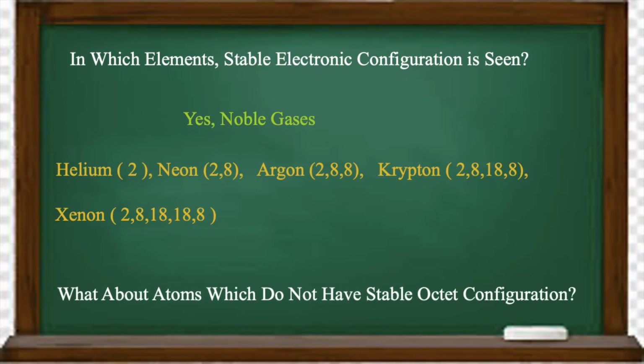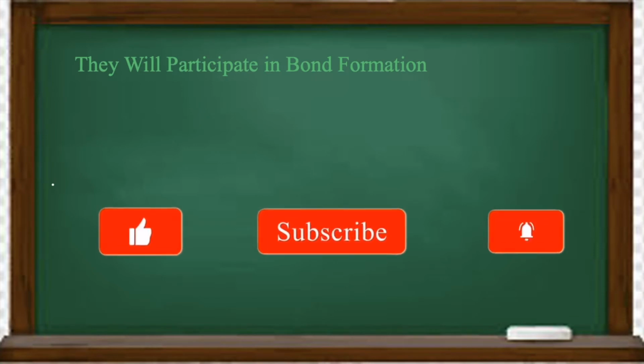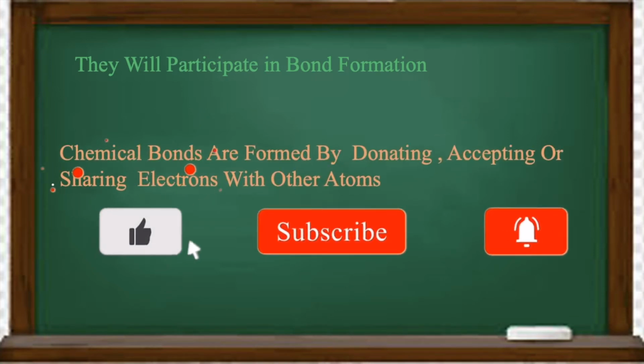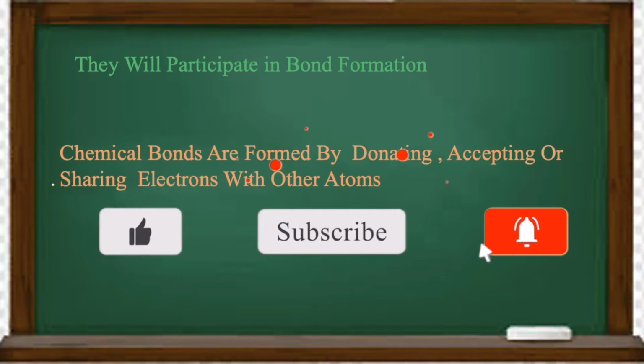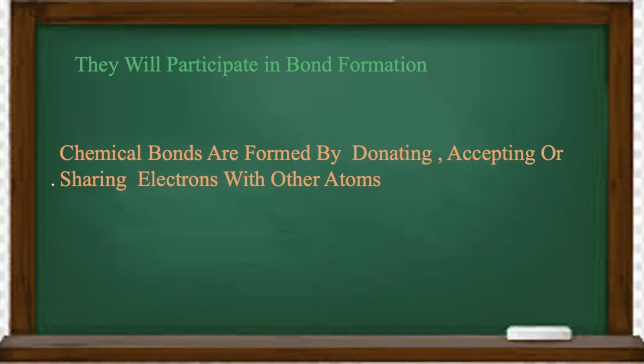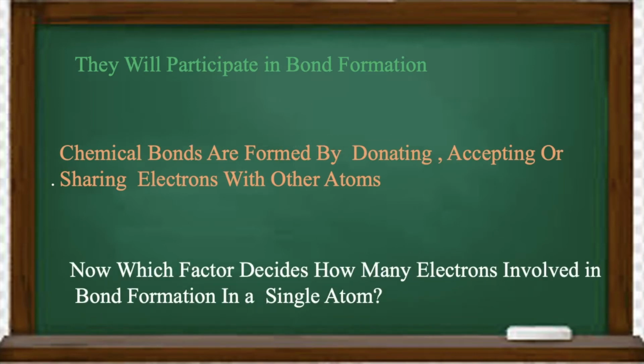Then what about atoms which do not have a stable octet configuration? They will participate in chemical reactions. What type of chemical reactions? They will participate in bond formation. Here bond formation represents nothing but chemical bonds. How are these chemical bonds formed? By donating electrons, accepting electrons or sharing electrons with each other, depending on the atoms.